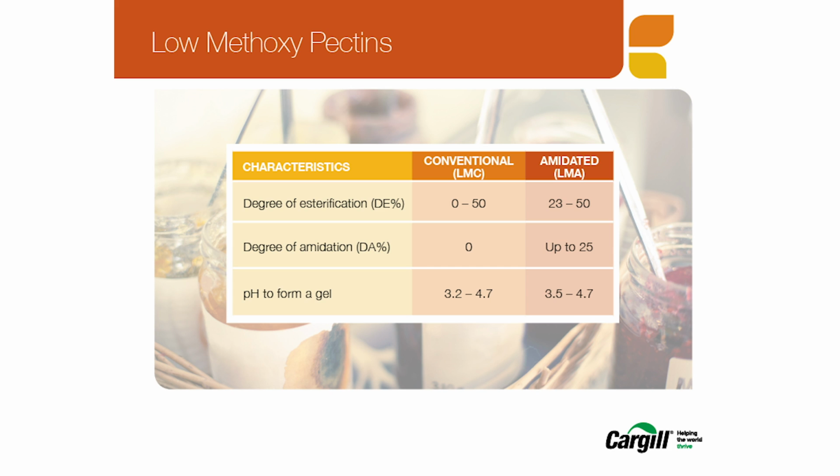Low methoxy amidated pectins have amide groups added into their structure, which are functional groups that will allow these pectins to be more tolerant to calcium variabilities. This characteristic makes them easier to use and more flexible in certain processes since they are thermoreversible.